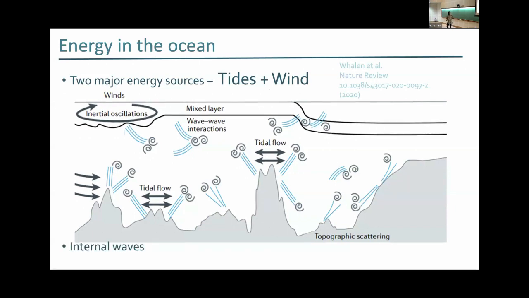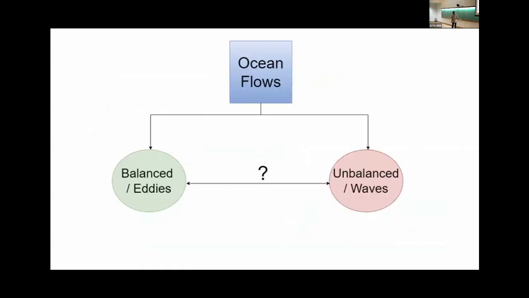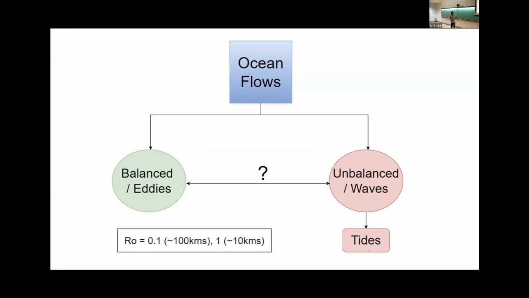And these generate what are called internal waves. This is another part of the flow apart from the eddies. So ocean flow has two parts: balanced, which are mostly eddies, and unbalanced, which are mostly waves. And we are asking, how do they interact with each other? How do they exchange energy at different length scales? Now, for the further context of the talk, the waves will come from the tides, not the winds. And the Rossby numbers we'll be dealing with are 0.1, which scales around 10 to 100 kilometers, and 1, which is around 1 to 10 kilometers.